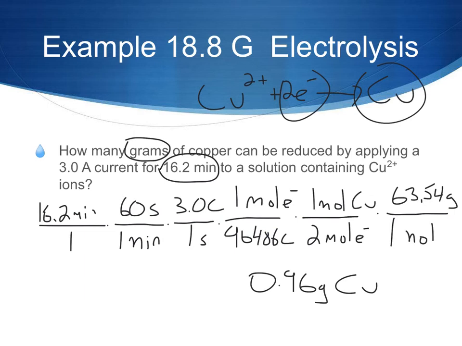And then we can just convert to half reactions and grams, or we could go backwards. If we know we needed 0.96 grams, we could say, hey, it's 3 amps. How long does it take? 16 minutes. We can go backwards through that process as well.